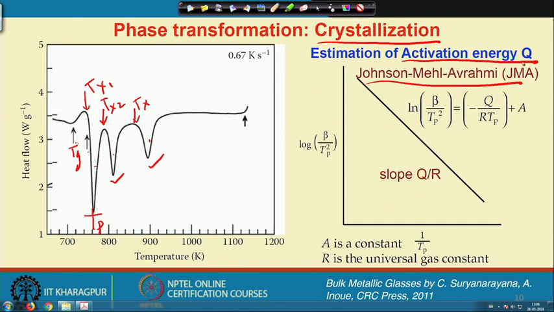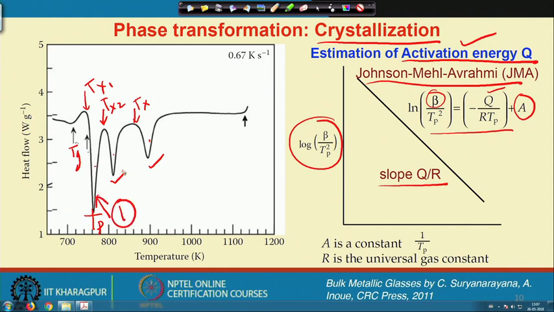So, this is mathematically measured, and using DSC we simply plot the log of beta by Tp. Here beta is the heating rate, and Q is the activation energy which we can get from the slope of the curve. From here, A is a constant, the Johnson-Mehl-Avrami constant, and we can directly say what is the activation energy of crystallization event 1, what is the activation energy of crystallization event 2, or what is the activation energy of crystallization process 3.